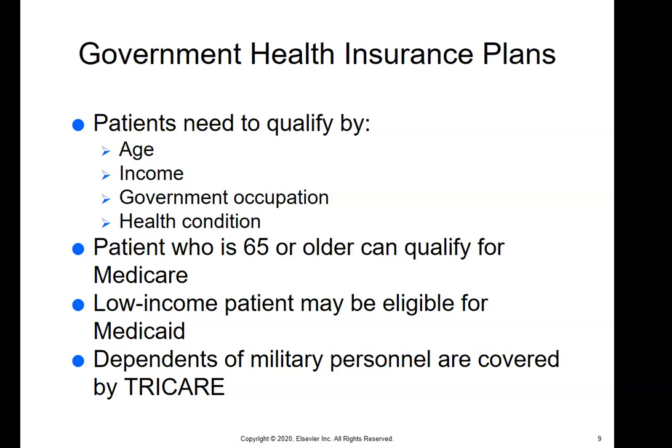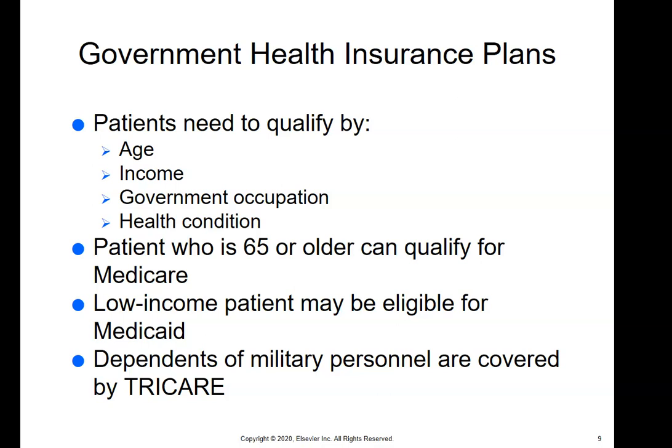Then you've got your government health insurance plans. Patients need to qualify either by age, income, government occupation, or health condition. A patient who is 65 or older can qualify for Medicare. Low-income patients may be eligible for Medicaid. And remember, Medicaid is a universal name, where, for example, the state of California has adopted the name Medi-Cal. Then you've got dependents of military personnel who are covered by TRICARE.